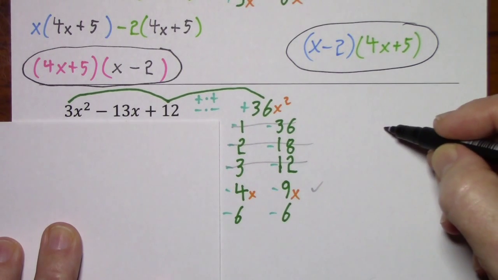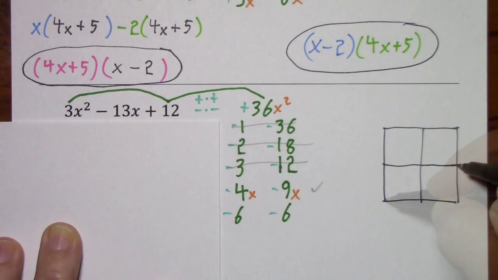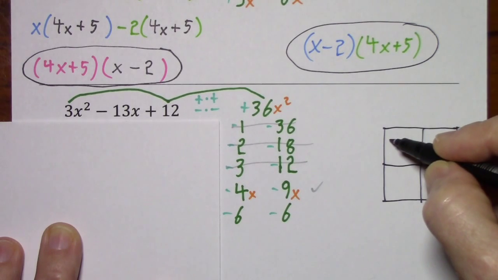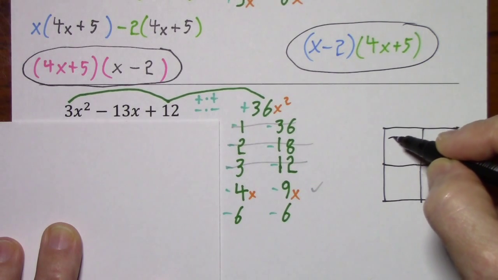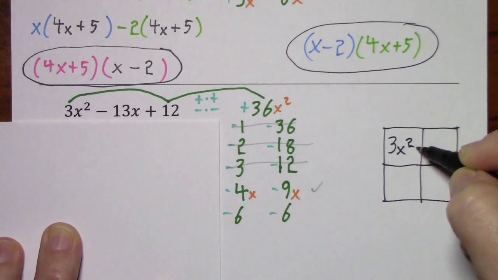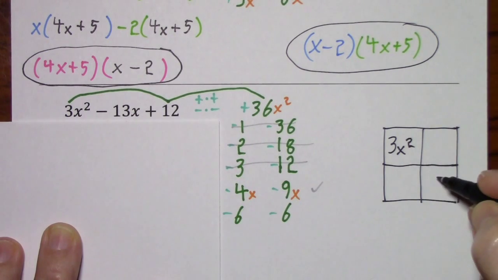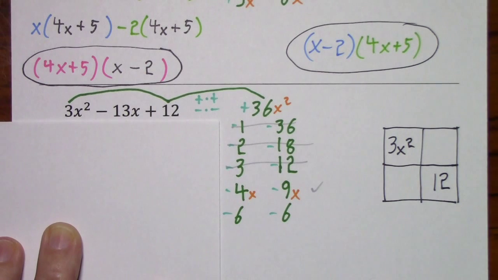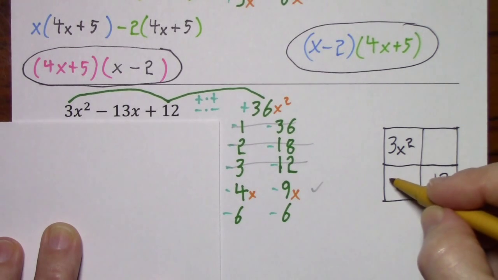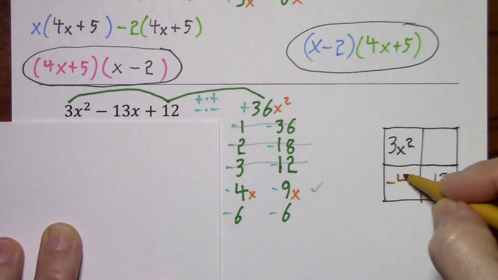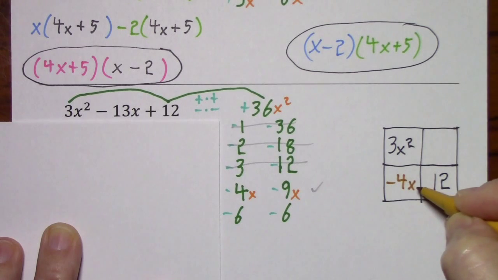Now you give yourself a 4-chamber box. Put the first term in the first box. You put the last term in the last box. And you use these two terms to fill in these two boxes. Again, it doesn't matter which one goes where. Remember to put the variable.